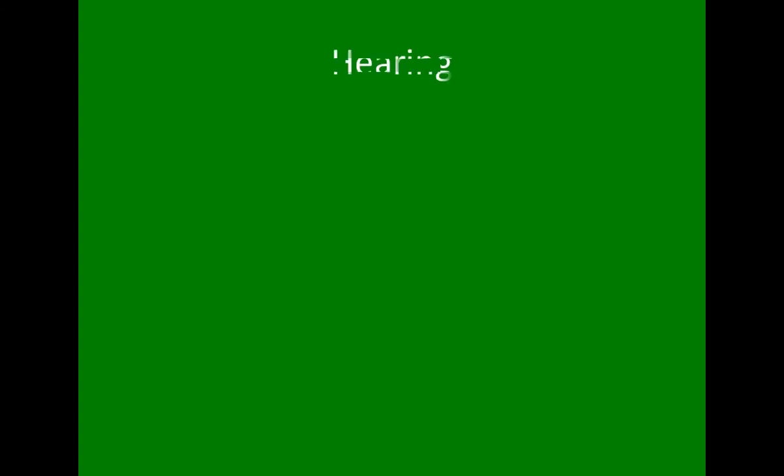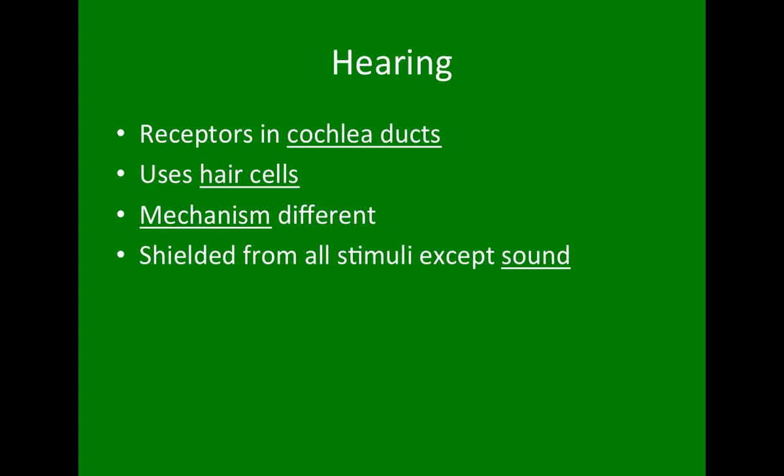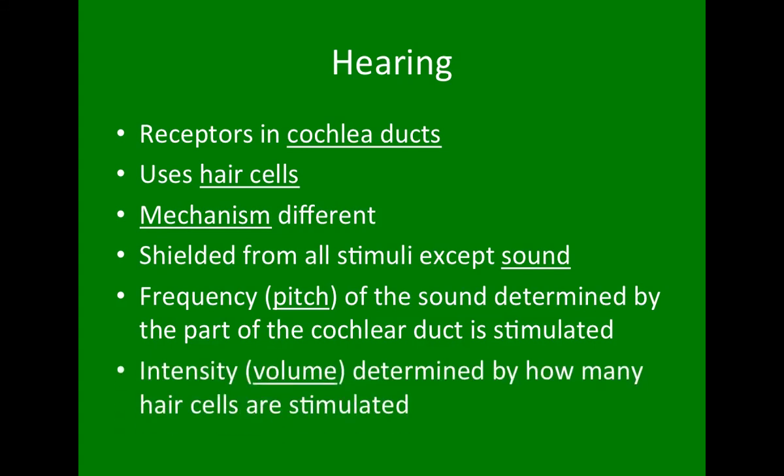Now, hearing, the process of hearing takes place in a different location in the inner ear, in the cochlea. It uses the hair cells again, but the mechanism is a little bit different. The hair cells are shielded from all stimuli except for sound. Now, when we talk about sound, we often talk about something called pitch or frequency, and that's determined by the part of the cochlear duct that is stimulated, whereas the intensity or the volume is determined by how many cells are stimulated.